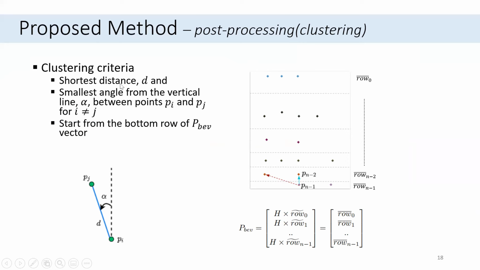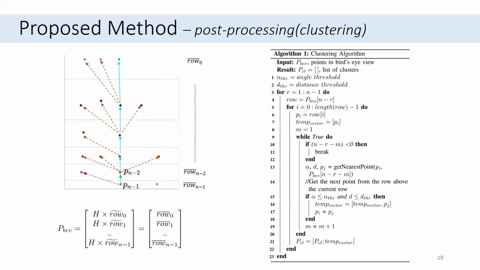Here we used a custom-made clustering algorithm that uses distance and angle as criteria, where D is a distance between feature points in different rows, and angle alpha is the angle between the line segment formed by the feature points under consideration and a vertical line. So using these parameters as criteria, our clustering algorithm results in several clusters that potentially represent separate lane boundaries, as shown in this image.